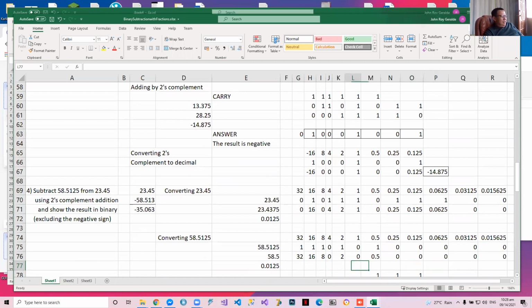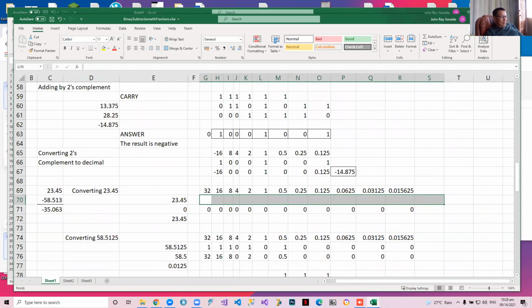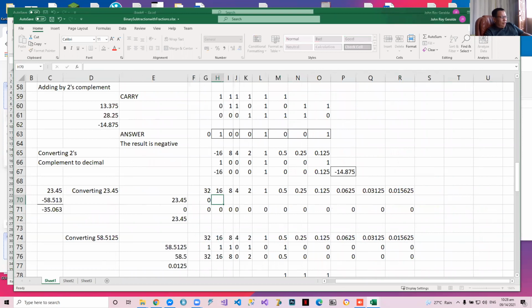This time we subtract 58.5125 from 23.45. So also we have a bigger number as our subtrahend. So we convert 23.45 to binary. We don't need this. There's a 7 pala, no? So we need this, we need this, we need this, and we have 0.45. So we can have this. We have this 0.2. Let's just expand this further.